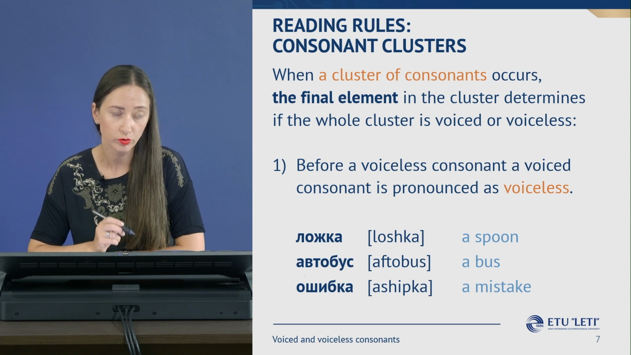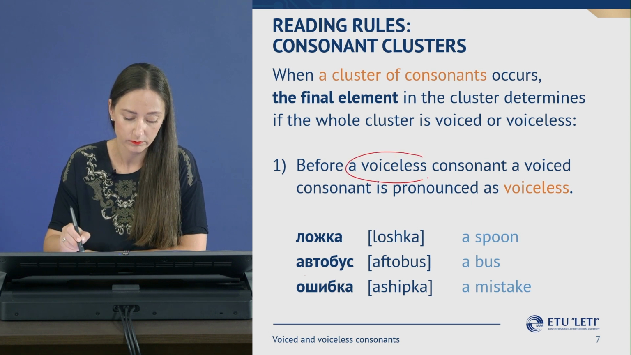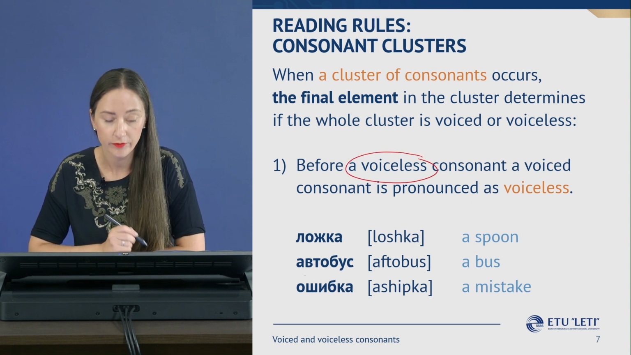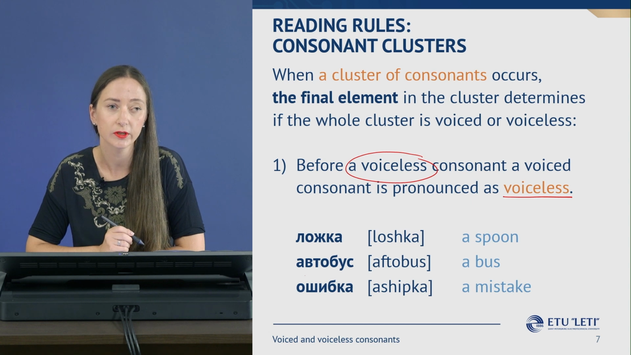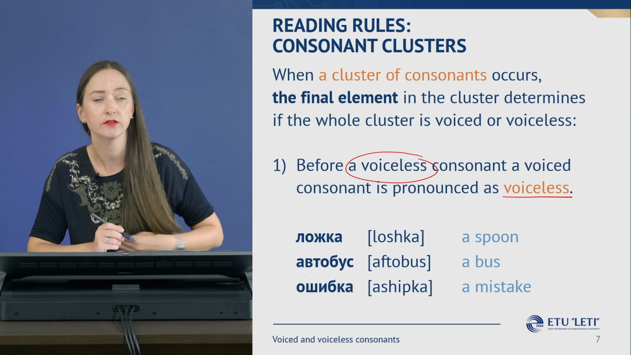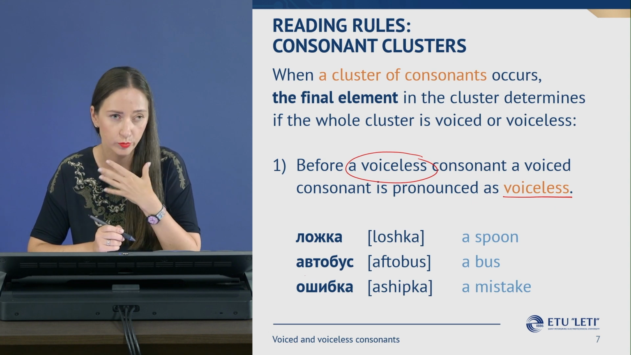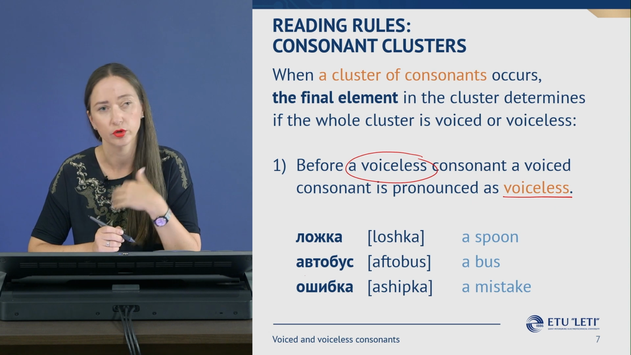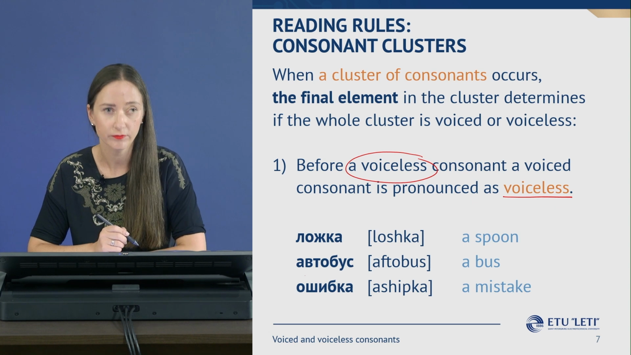So, for example, rule number 1, if your final element is voiceless, everything will be pronounced as voiceless. This is called assimilation of sounds. It's easier for a person to pronounce a group of sounds that follow the same pattern, right? If you use your vocal cords, if you don't use them, it's easier to stick to one technique, right? So let's have a look at the examples.